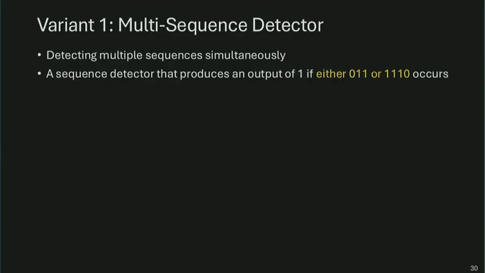All right. So with these 3 major types of detectors out of our way, you can also specify some variants. Sometimes you care about multiple patterns, and you want to detect them simultaneously. So let's say we want to detect pattern 011 or 1110. If either of these 2 patterns occur, I want my output to be a 1. Right? We used to detect just a single pattern. You can also build an FSM to detect 2 patterns.